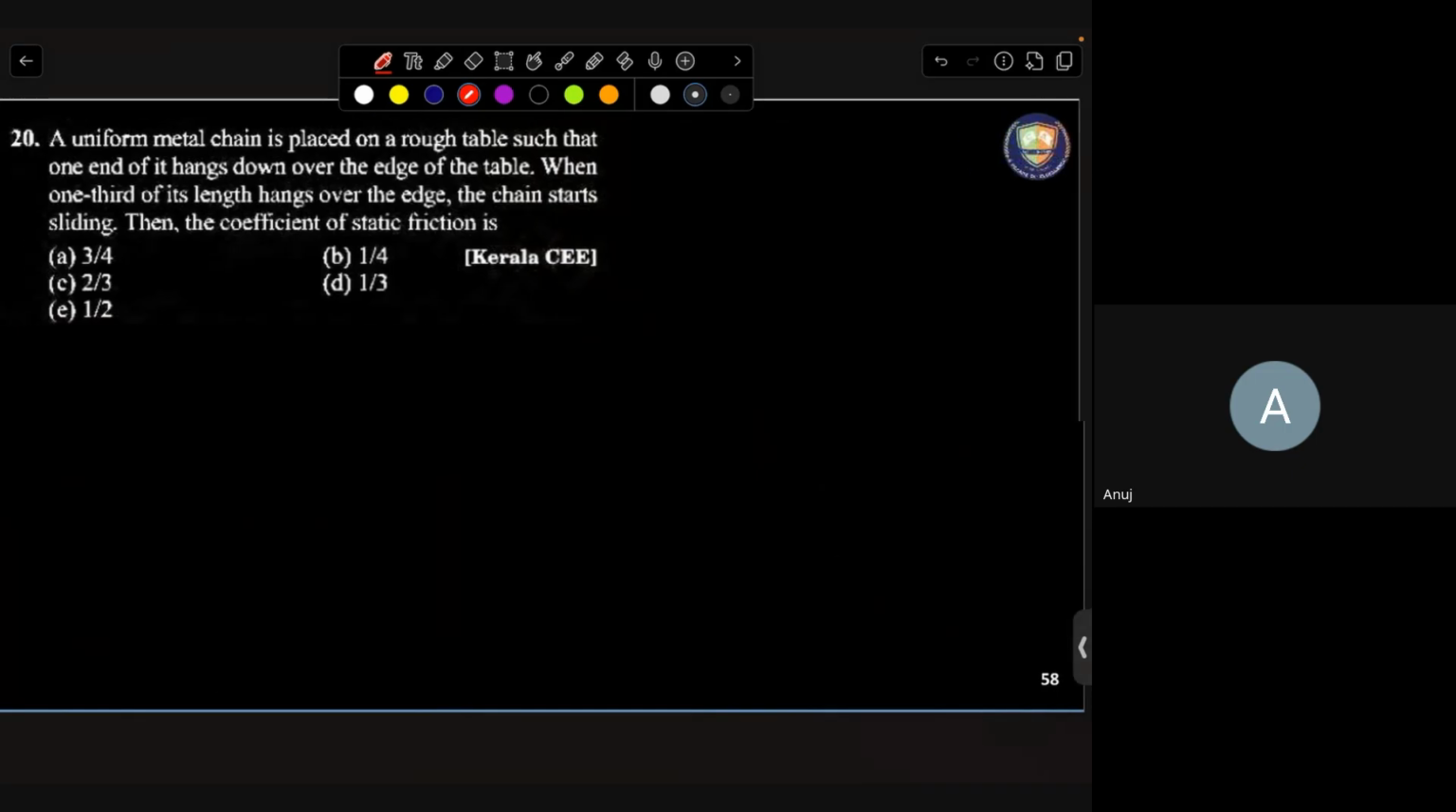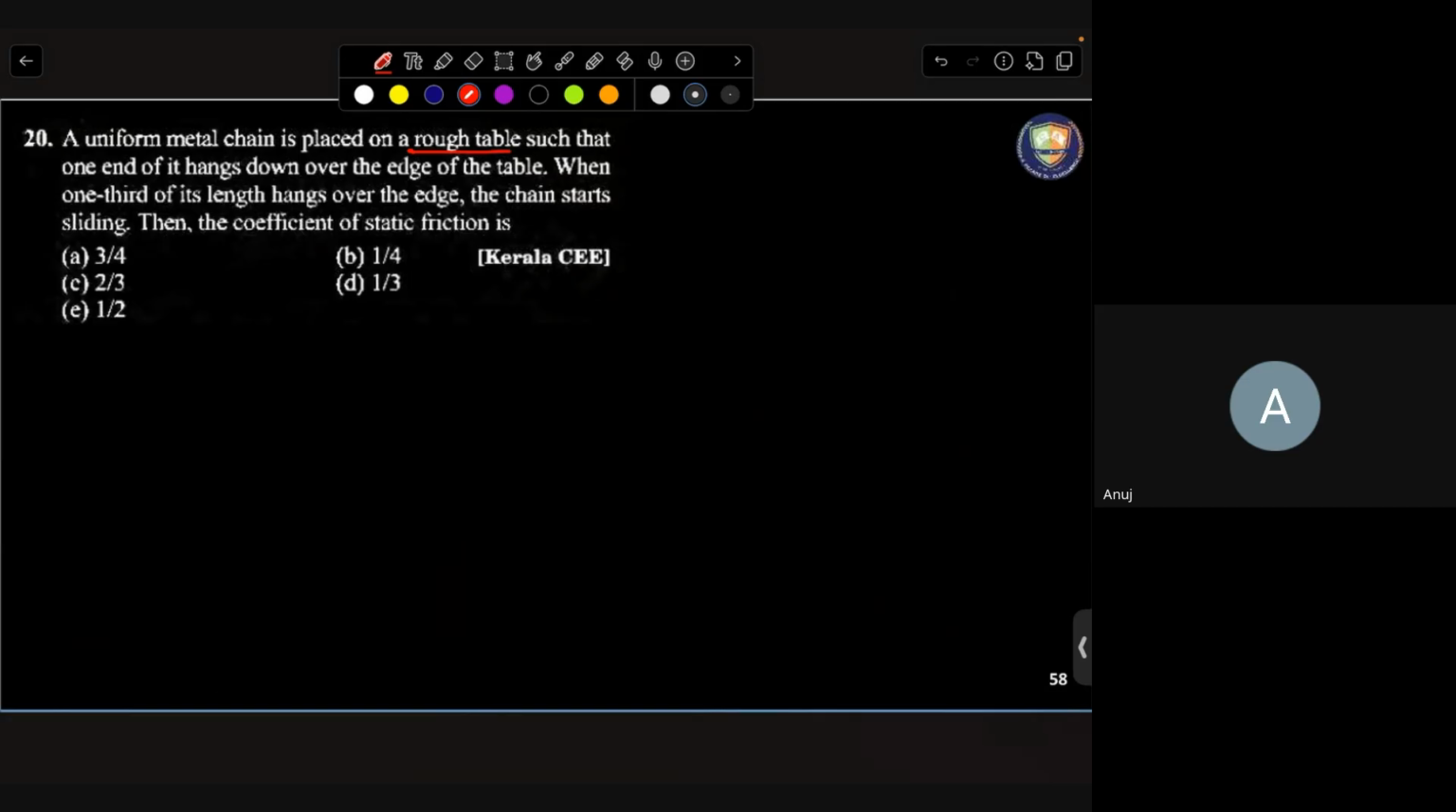See this question. Table surface is rough where a uniform metal chain is hanging. One end of it hangs down over the edge of the table. When one third of its length hangs over the edge, the chain starts sliding. The coefficient of static friction. Okay, someone is saying D. No, please check your answer.